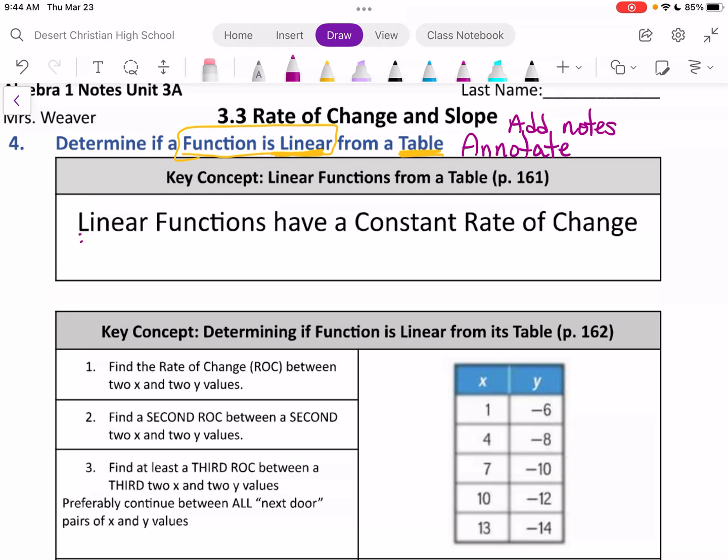So linear, remember our linear functions form straight lines on a graph. So we want to keep that in mind. These are our straight line functions. A function is just a type of relationship between our x and y values. Remember, x comma y. It's a special kind of relationship. If you remember back to our domain and range, each of our x values has only one y value.